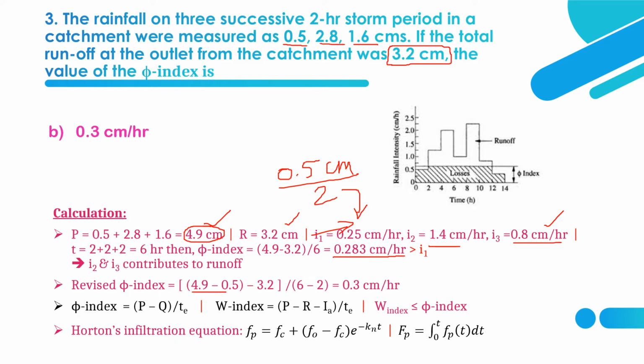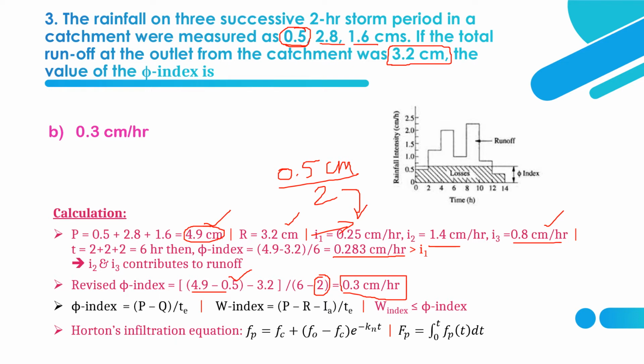So that's why 4.9 minus 0.5. 0.5 is the precipitation in the first interval, which is taken off, and minus 3.2 divided by 6 minus 2. So the first 2 hours are taken off. That's why we get the answer of 0.3 centimeter per hour.